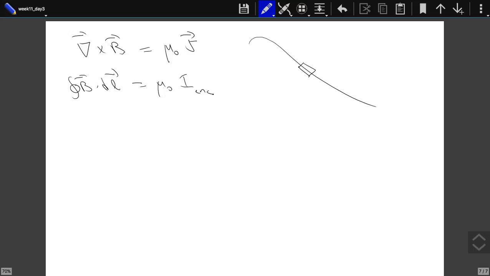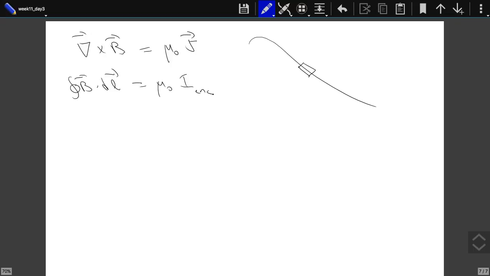So basically, when you are choosing this loop, you can choose this loop along your current. Let's say the current is running in this direction. You can place your rectangle in this form. The current is parallel to your rectangle, so the enclosed current will be 0. Or you can place it in this form. So this is the direction of the current. The current is running through your rectangle. Enclosed current will be non-zero. And we will need to study both cases.